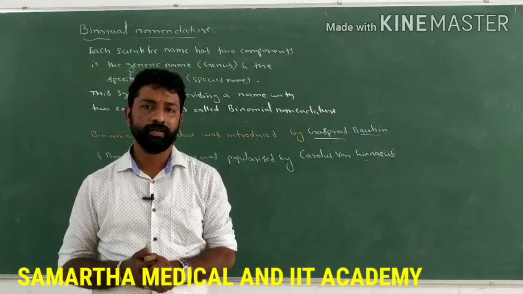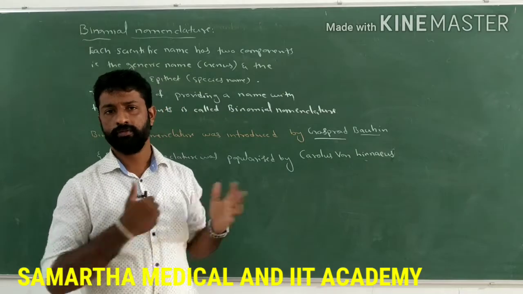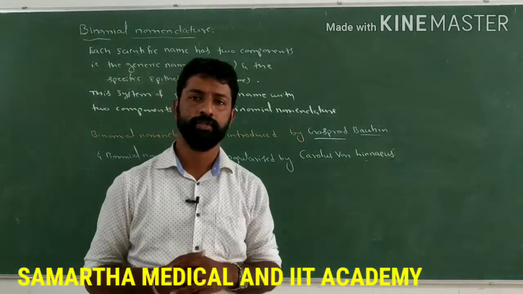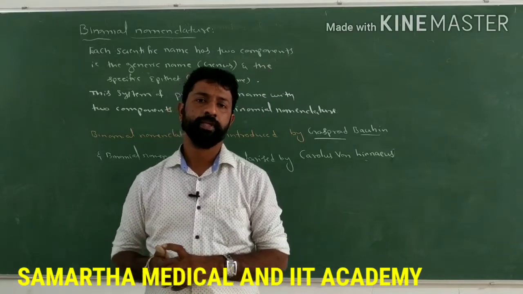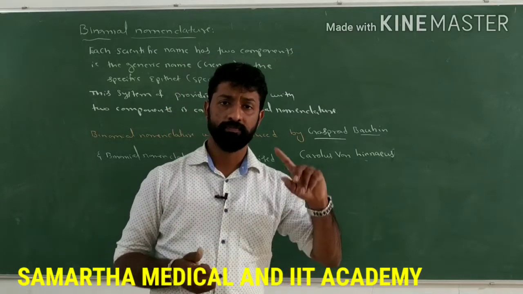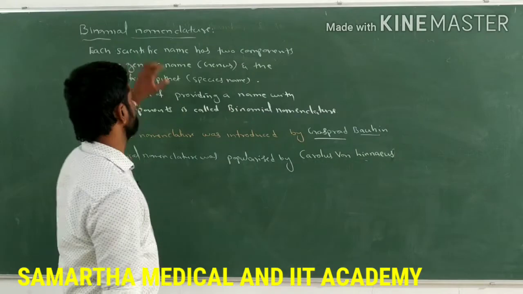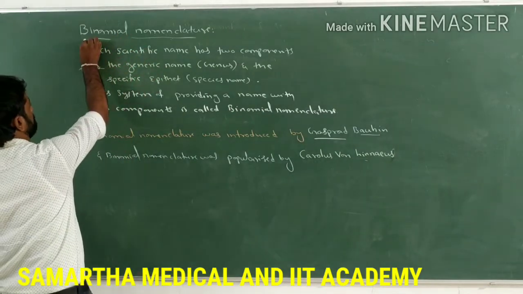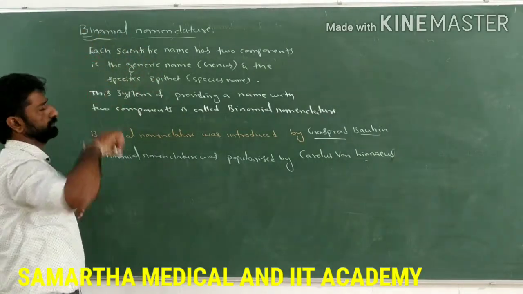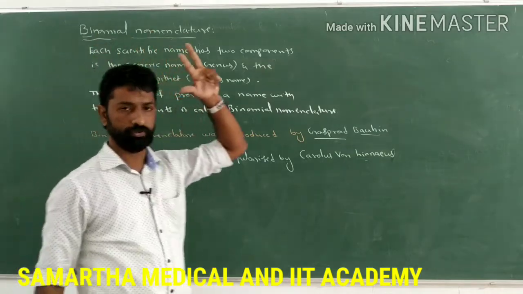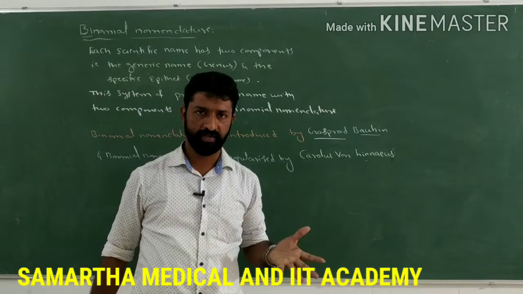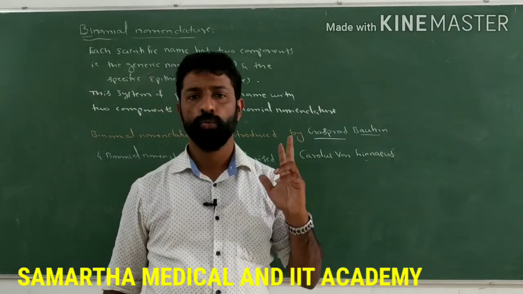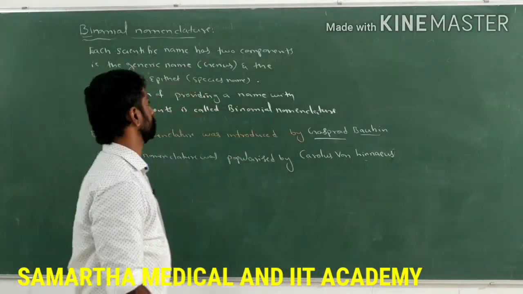Then what is this binomial nomenclature? Till now we have discussed that nomenclature is nothing but the process of giving a scientific name to living organisms. Then what is binomial nomenclature? The name itself indicates it: bi means two, nomial means names. It means the process of giving scientific names to living organisms with two components.